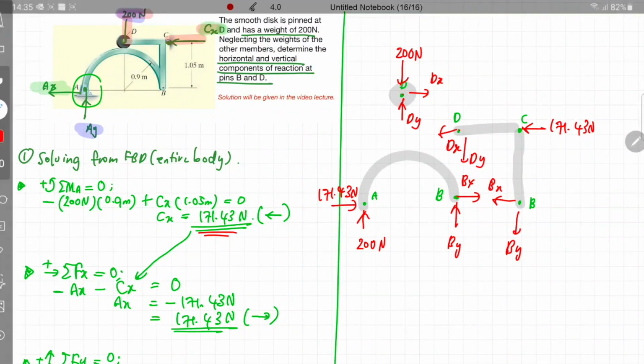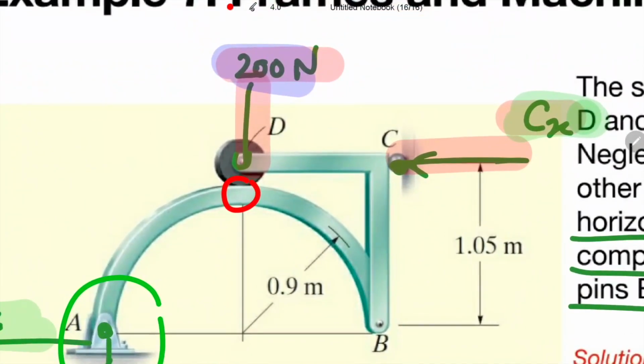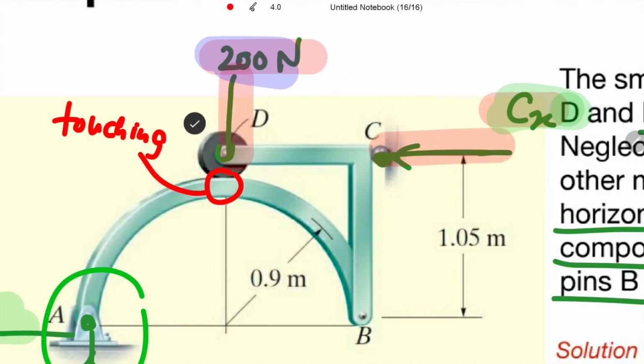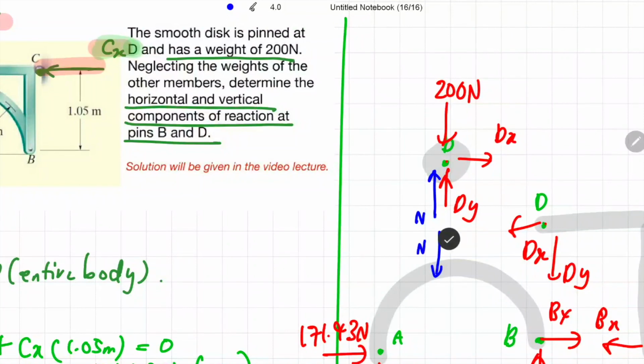Now let's zoom at this part closely. If you notice, the smooth pin is touching the semicircle beam. Walaupun dia touching, there should be a reactive force at that particular point. So there would be one vertical force in this direction. If we assume the direction at smooth pin D to be upward, then at the semicircle, it should be in the same magnitude with the opposite direction. So we are going to call it N.